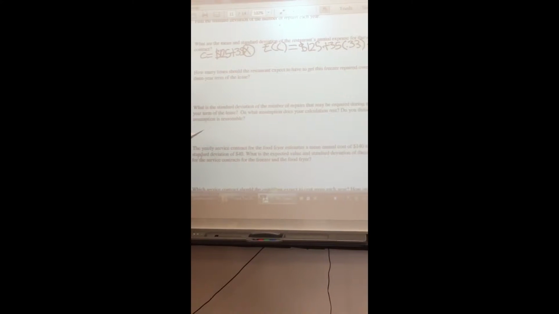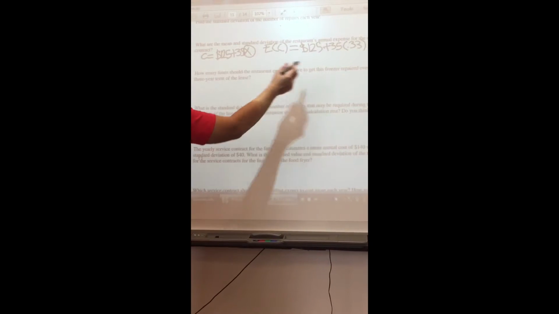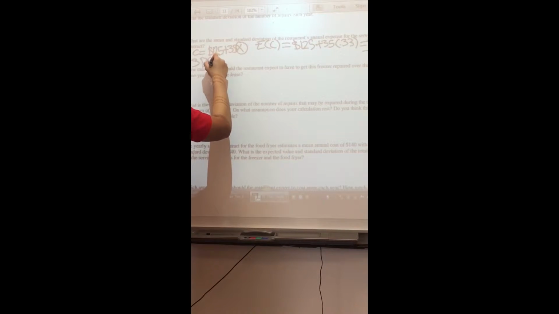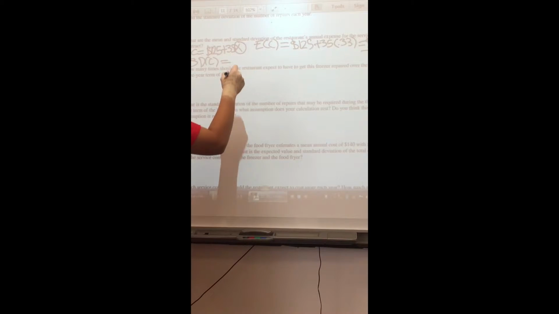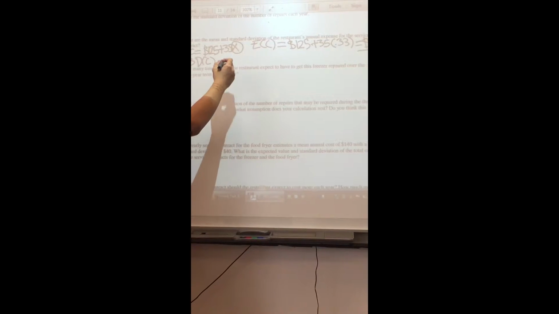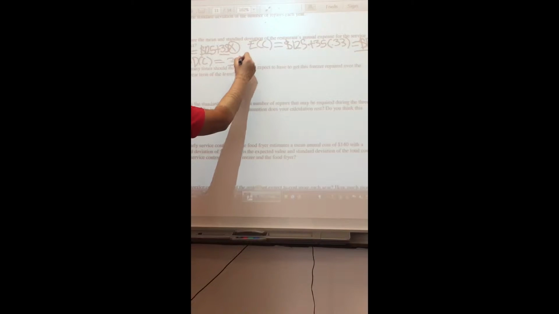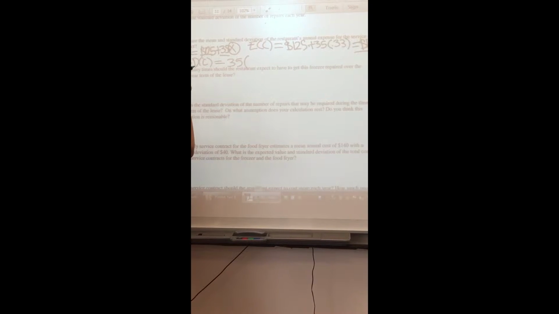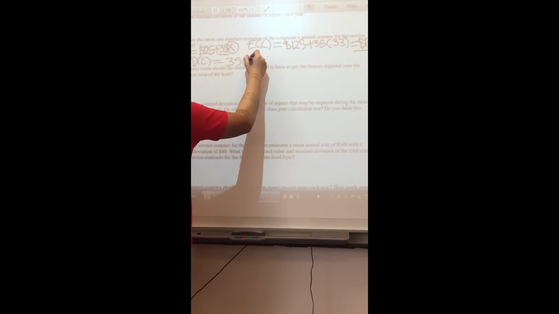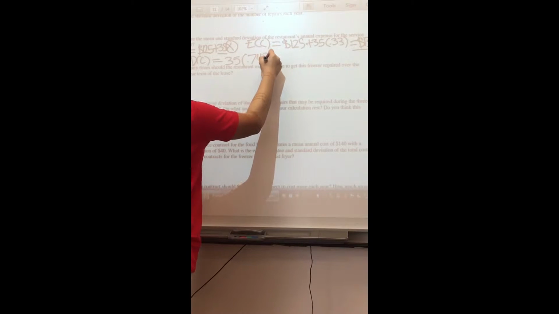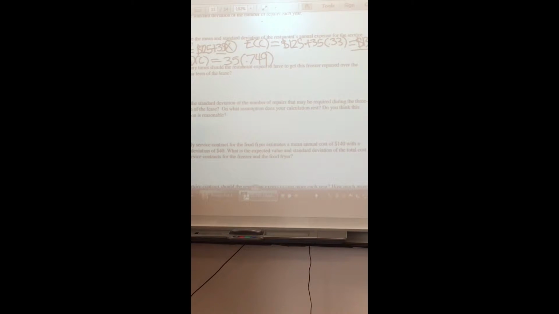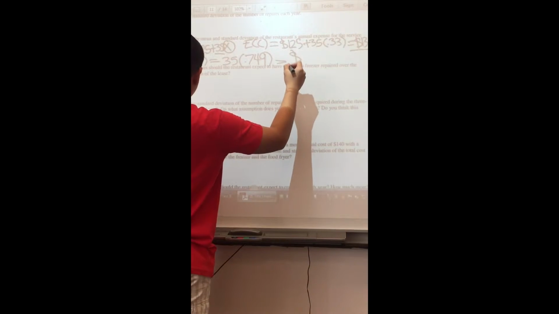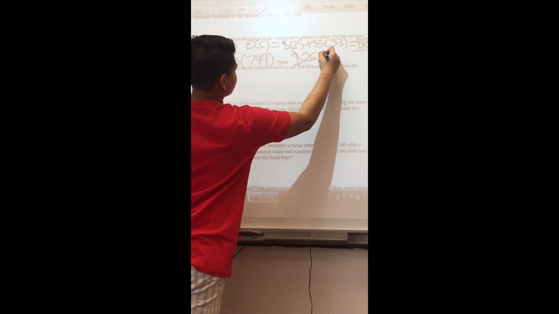So that's the mean, 136.55. Standard deviation is going to be, for C, 35 times what we got from number 2, 0.749. So 35 times 0.749, and you should get, let's say, around 26.22.